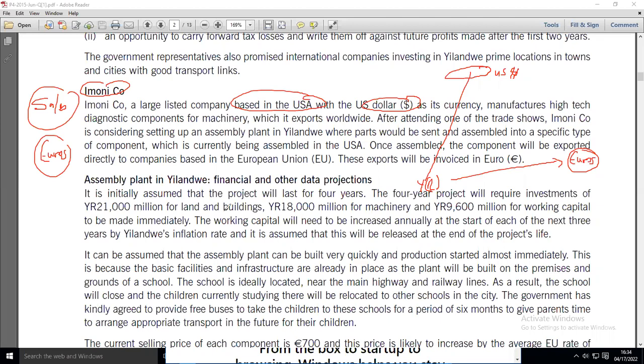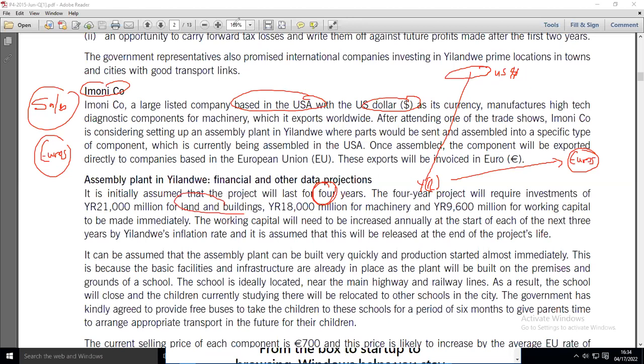It is assumed that the project will last for 4 years. Now that's what we need there. So in terms of a description, 4 years. The project requires investment of 21 million. So land and buildings. Remember the figures we are talking about?